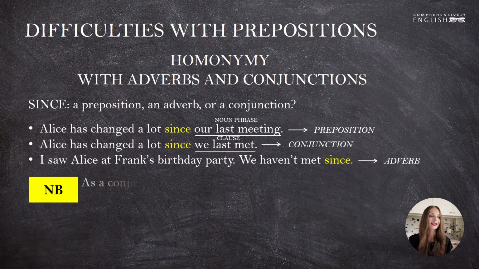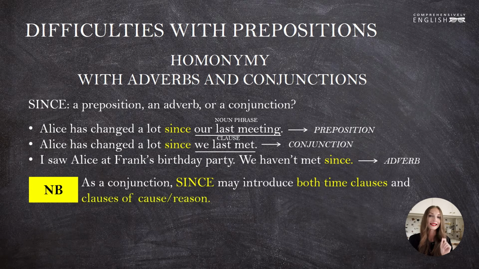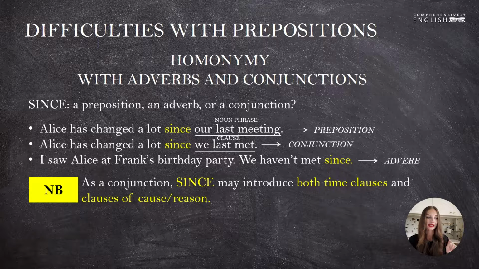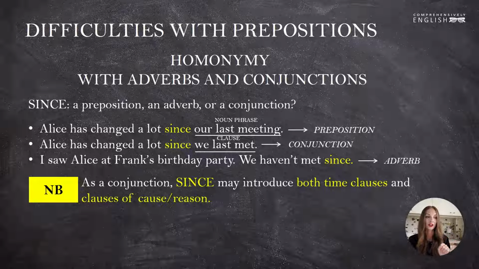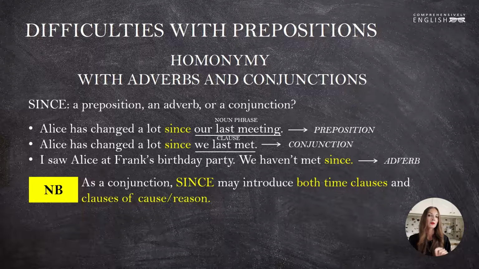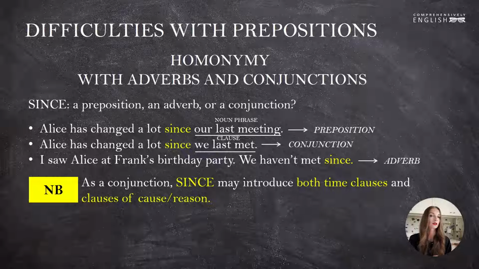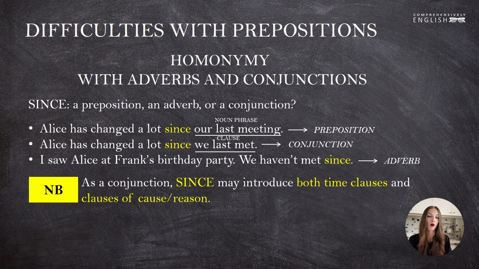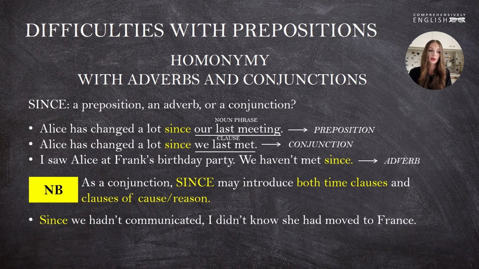Please note that as a conjunction, since may introduce both time clauses and clauses of cause and reason. So here our example, Alice has changed a lot since we last met. Since introduces a time clause. Let me show you some examples where since introduces subordinate clauses of reason or cause. Since we hadn't communicated, I didn't know she had moved to France.